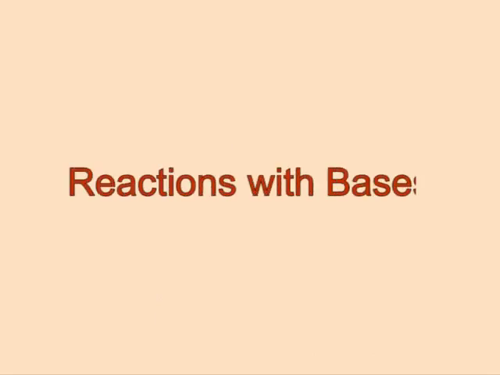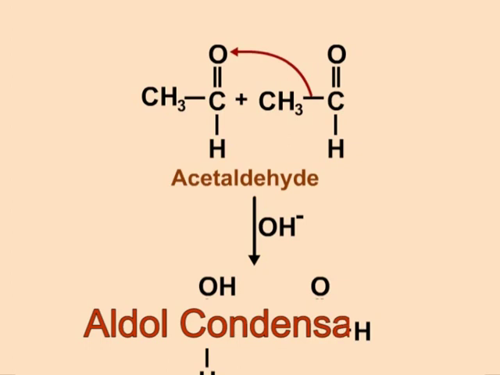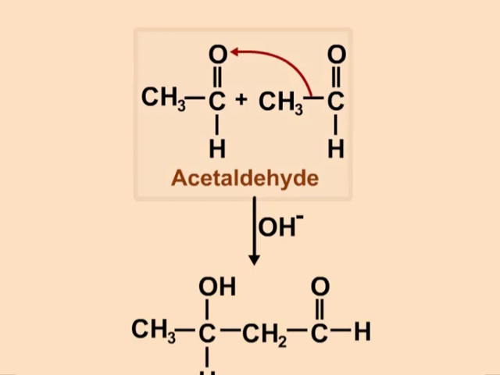Reactions with bases. Aldehydes and ketones form a number of products in the presence of alkalis or bases. Aldol condensation involving alpha hydrogen. Aldehydes and ketones with at least one alpha hydrogen atom take part in aldol condensation in the presence of dilute alkali, for example, sodium hydroxide, sodium carbonate.